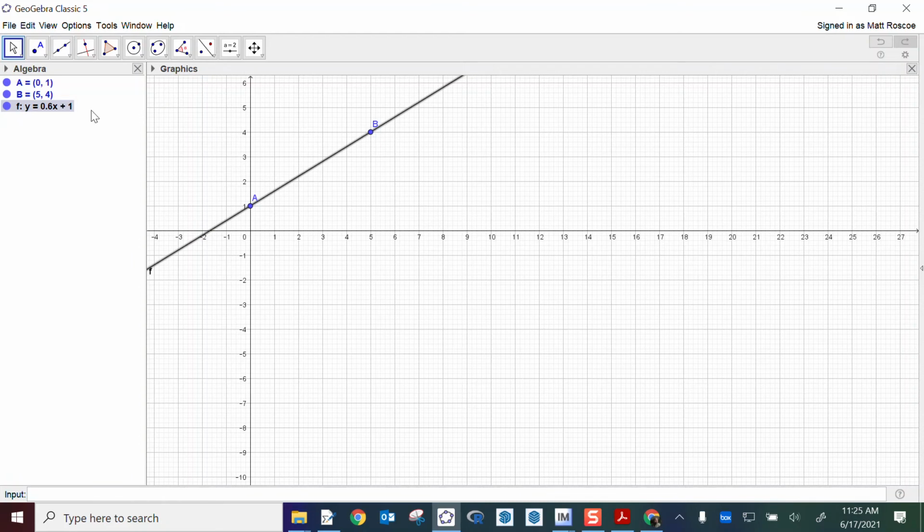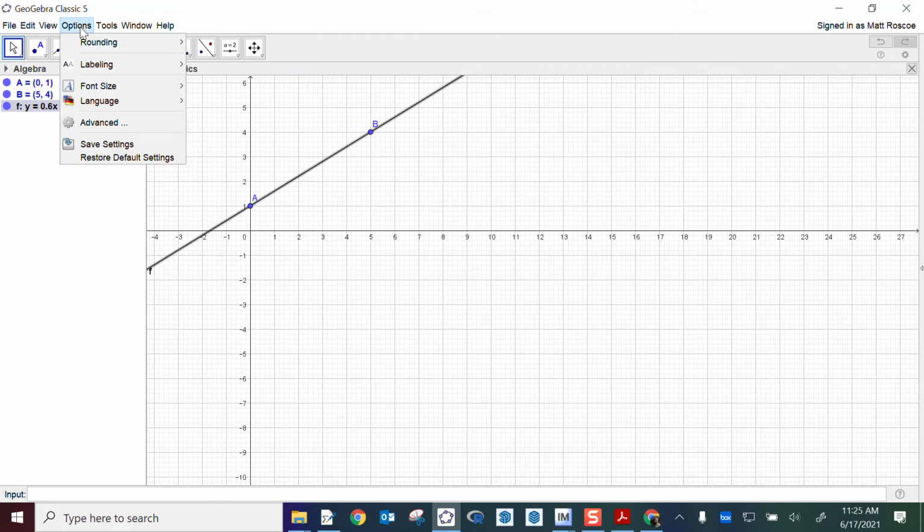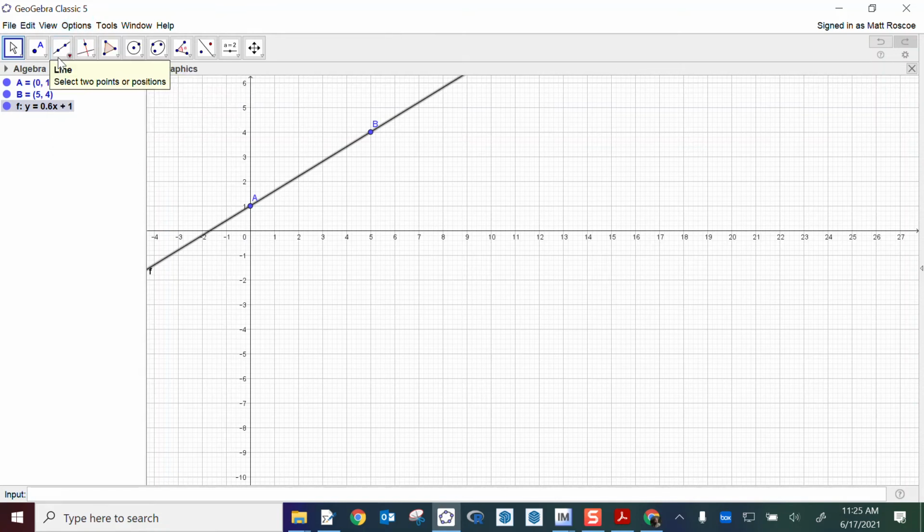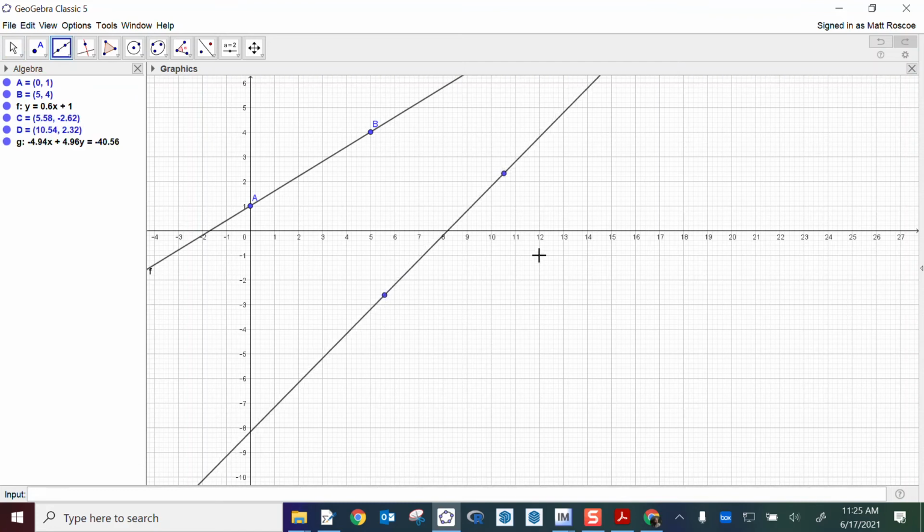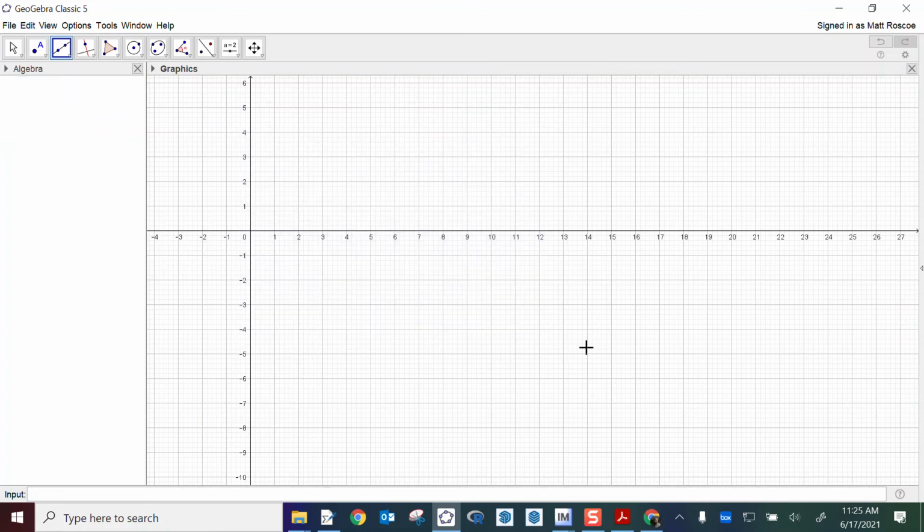You can control how different things look and act. For example, under options, under labeling, I usually don't automatically label. I don't like labels to always pop up, so I choose no new objects. That way when you draw a line, you don't always get the points labeled, but it's up to you however you want to do that. If you right click, you can select things and delete them and get rid of them.